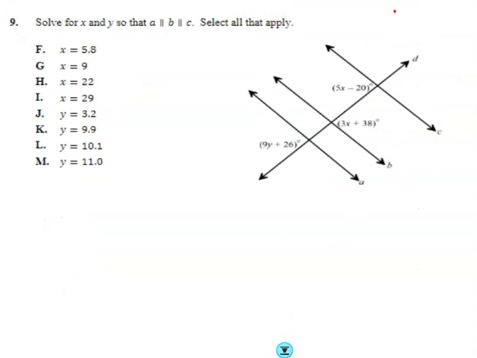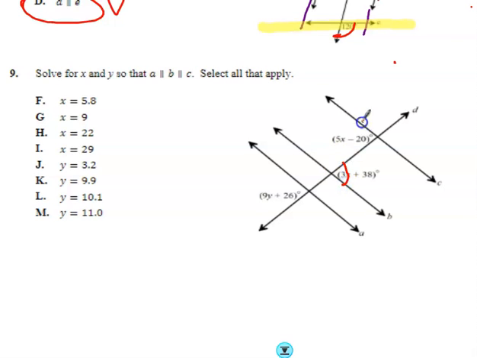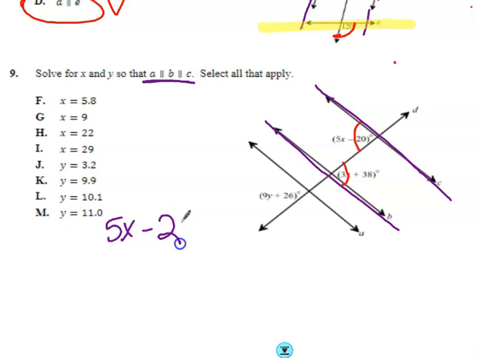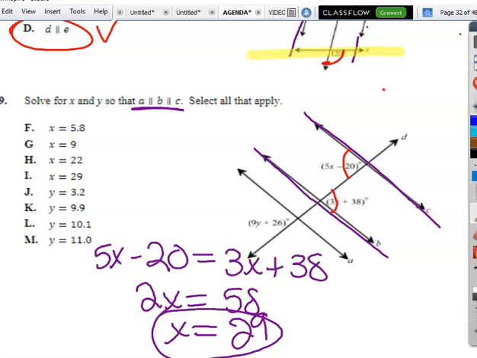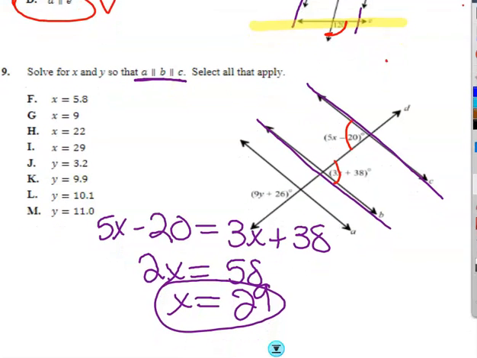All right, number 9. So we have to figure out, so these two angles are called alternate interior because they told me that these are parallel lines. So I can say that those two are alternate interior. So I'm going to make them equal to each other and solve. So I'm going to pause and solve and come right back. All right, so we should have gotten x equals 29.